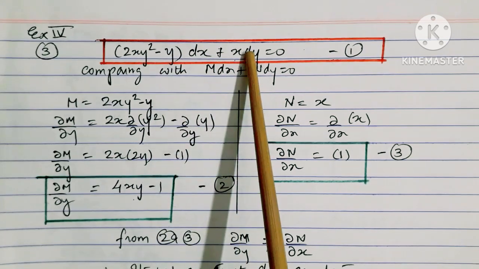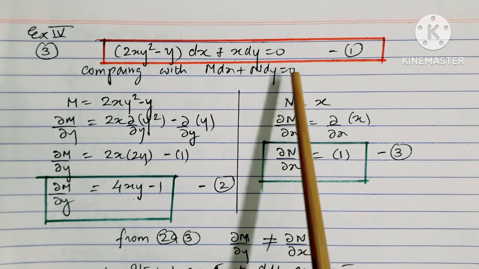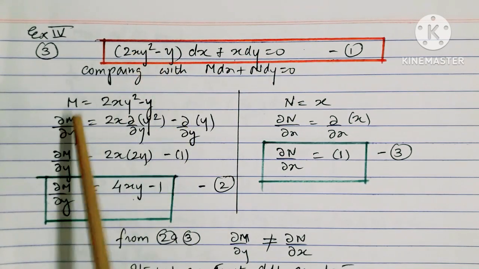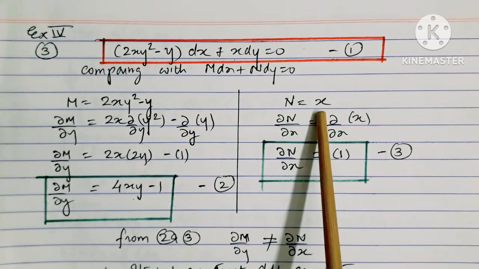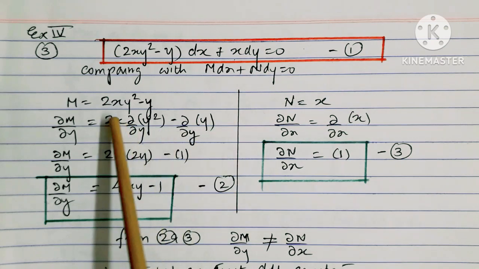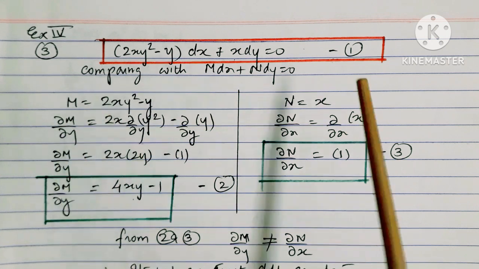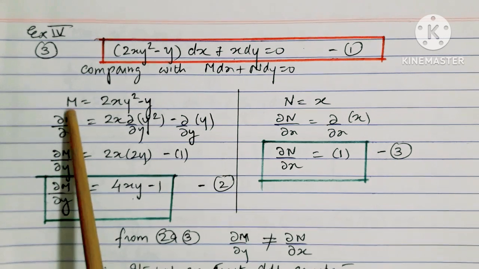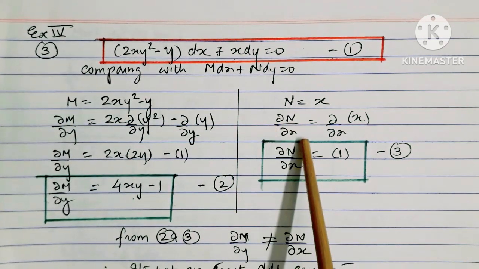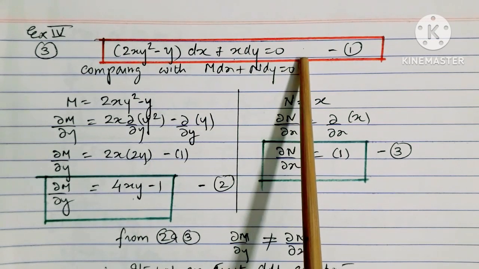So let us compare this given differential equation with M dx + N dy = 0. On comparing we get M = 2xy² − y and N = x. Now we will have to differentiate M partially with respect to y and then differentiate N partially with respect to x. And if ∂M/∂y = ∂N/∂x, then we can say that the given differential equation is an exact differential equation.